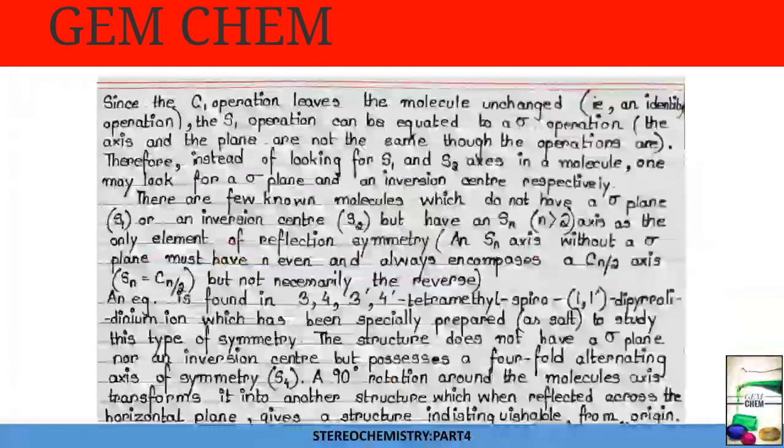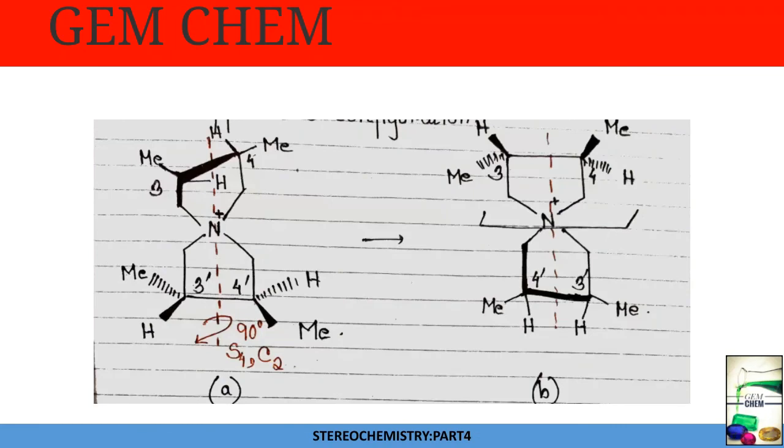There are a few known molecules which do not have a sigma plane or an inversion center, but they have an SN axis, and the example of such a moiety is the 3,4,3',4'-tetramethyl spiro 1,1'-dipyrrolidinium ion, and we will see this one. See here, it possesses a 90 degree axis. So first there is a rotation by 90 degrees and then a reflection through this plane present within the body. Okay, we are considering the plane within. So ultimately we will get the same structure back.